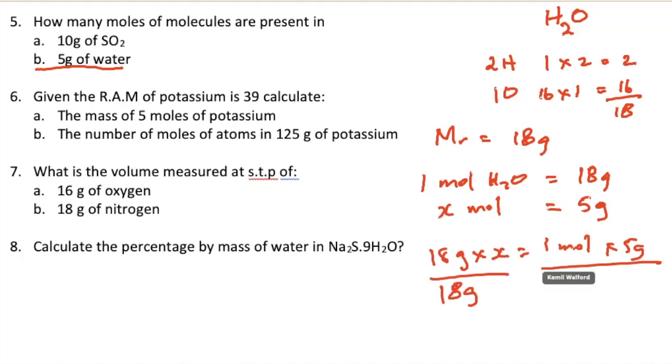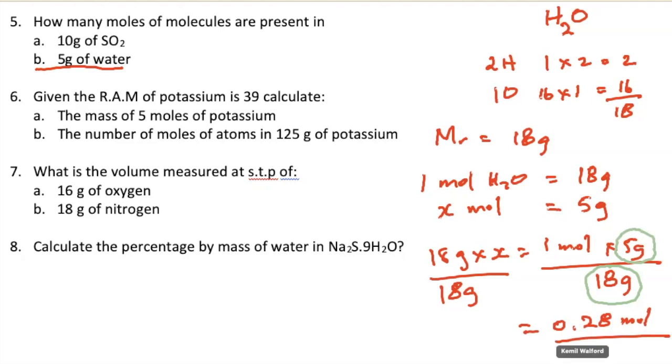And this is just another way of saying mass divided by molar mass will give us moles, because that's what we have right here. We have the mass that we're given, the 5 grams, being divided by the 18 grams, which make up 1 mole. So we have 5 divided by 18, and that will give us the number of moles of water that's present, and that is going to be 0.28 moles. And I've written that to 2 decimal places.